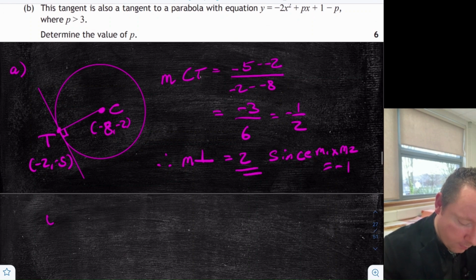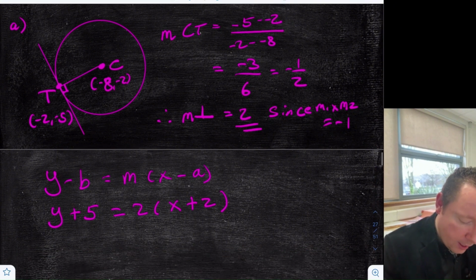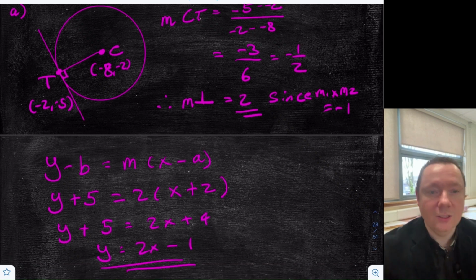So y minus b equals m(x minus a) as usual. The point obviously we're using is T. So it's y plus 5 equals 2(x plus 2). Multiplying that out, we get y plus 5 is 2x plus 4. So y equals 2x minus 1 is the equation of our tangent.